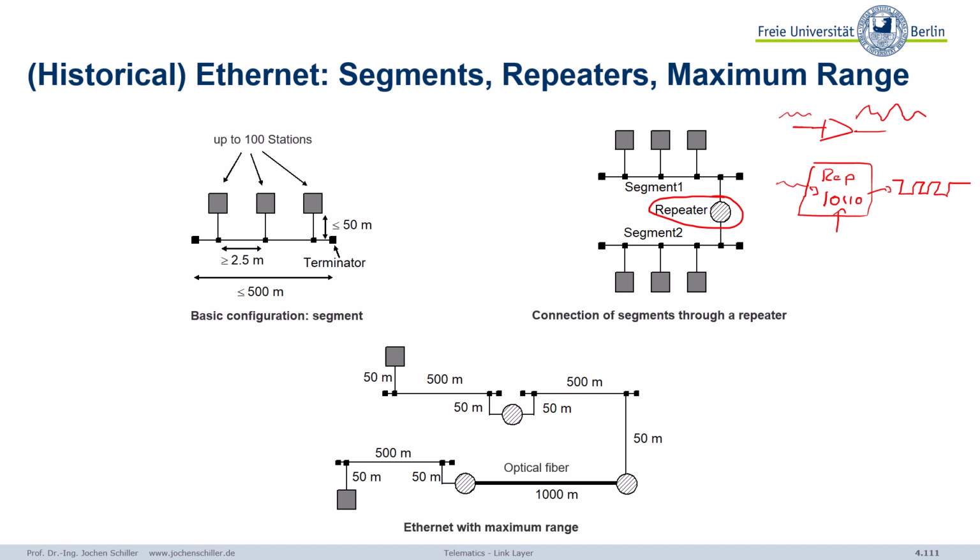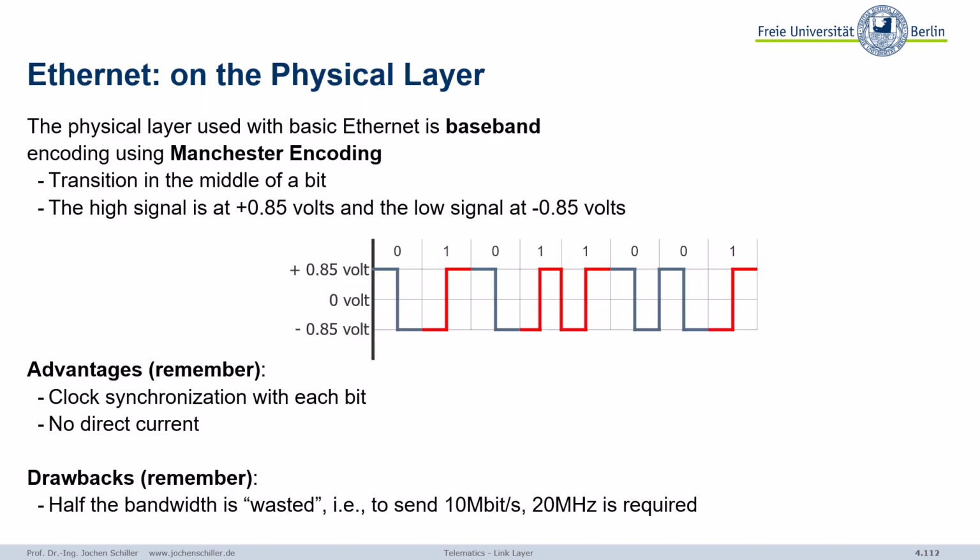So maximum range for Ethernet, we learned this, is roughly 2.5 kilometers. And you see here, this is then the maximum extension. Those were the classical installations. Okay, so a bit of history, but the implementation we have today still has some of the history in it.